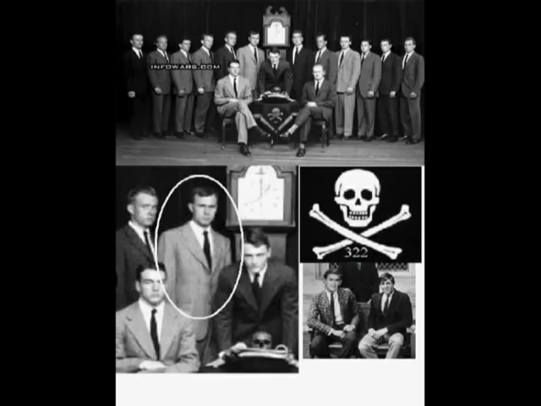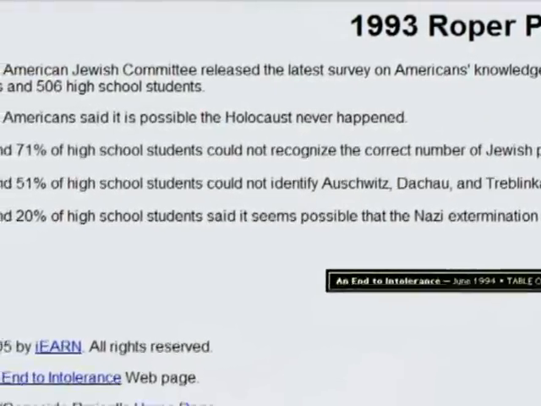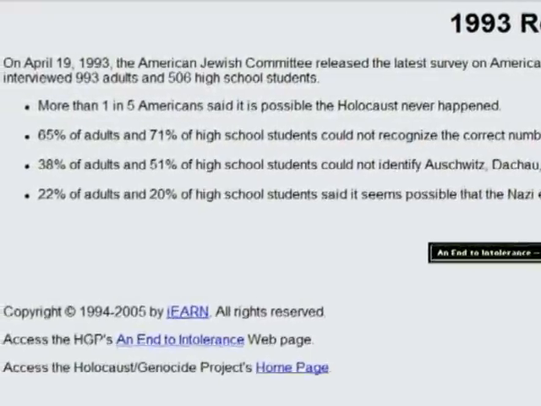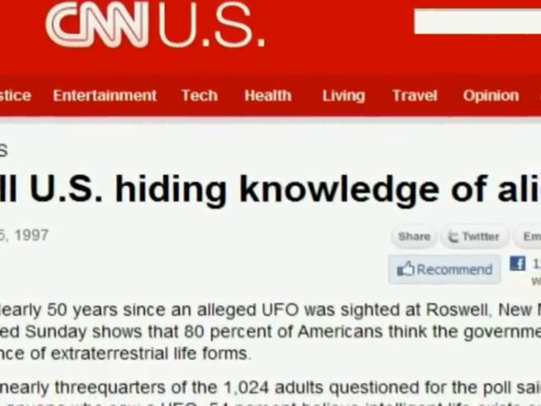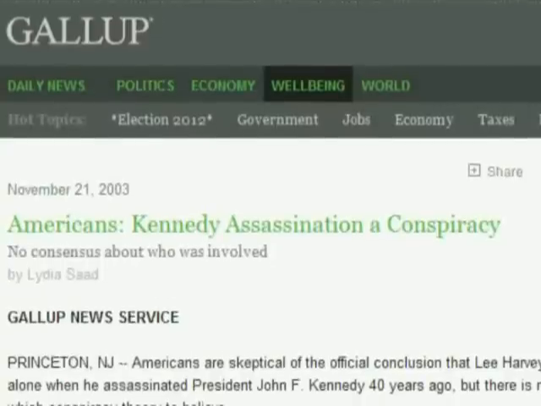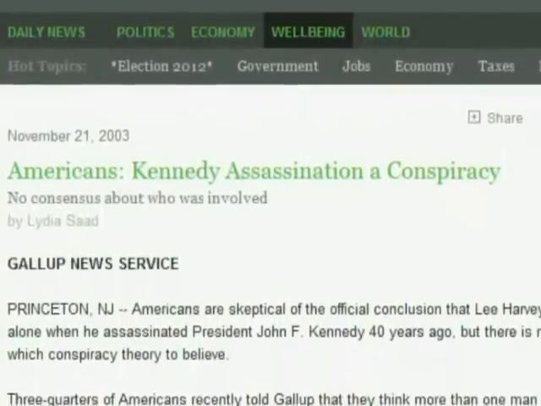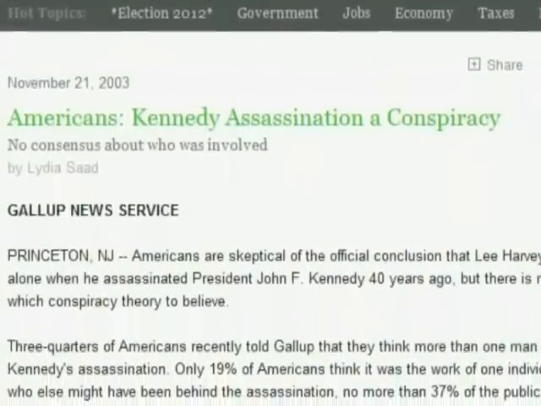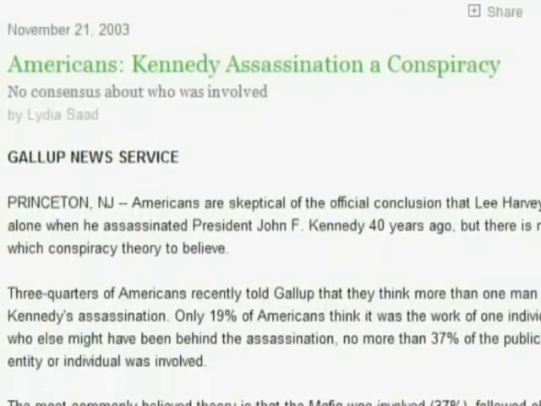Consider these public opinion surveys. In 1993, a Roper report claimed that more than 1 in 5 Americans said it is possible that the Holocaust never happened. In 1997, a CNN poll claimed that 80% of Americans think the government is hiding knowledge of the existence of extraterrestrial life forms. In a 2003 Gallup poll, only 19% of American respondents believed the assassination of John F. Kennedy was the work of a single man, with the remainder being split between conspiracy theories accusing the mafia, Lyndon Johnson, the Russians, the CIA and Cuba.